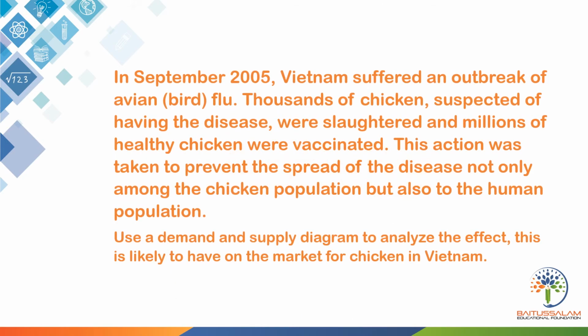Activity. In September 2005, Vietnam suffered an outbreak of avian bird flu. Thousands of chicken, suspected of having the disease, were slaughtered and millions of healthy chicken were vaccinated. This action was taken to prevent the spread of the disease not only among the chicken population but also to the human population. Use a demand and supply diagram to analyze the effect this is likely to have on the market for chicken in Vietnam.